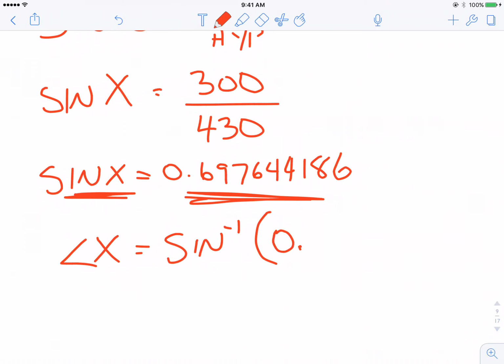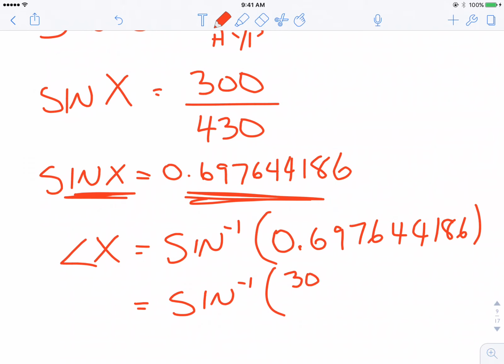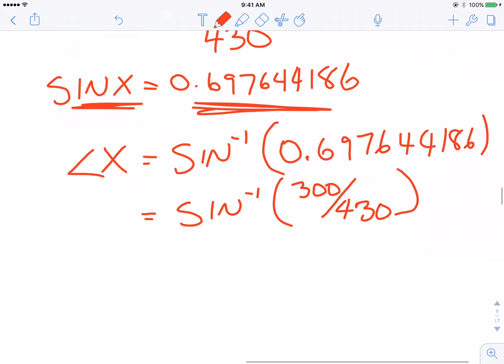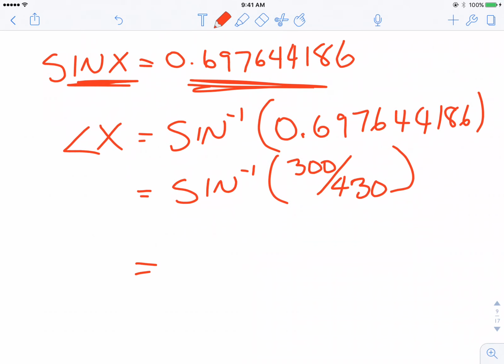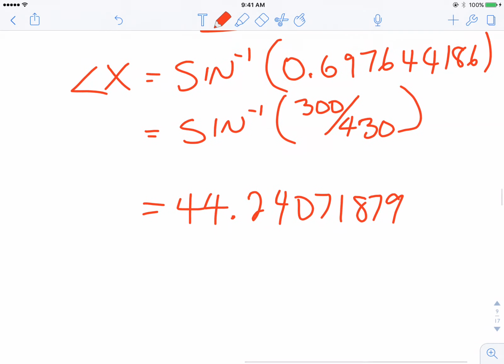Now I can write down the 0.697644186. Your calculator does have the ability to carry those numbers to the next calculation, so you might want to play with that and figure that out. I also know that that number came from 300 divided by 430. So again, on my calculator, if I make sure that that's in brackets when I'm doing the inverse function of sine, I'll still get the correct answer. Either way gets me to second function sine, 44.24071879, or in this case, it doesn't specify, to the nearest degree, 44 degrees.